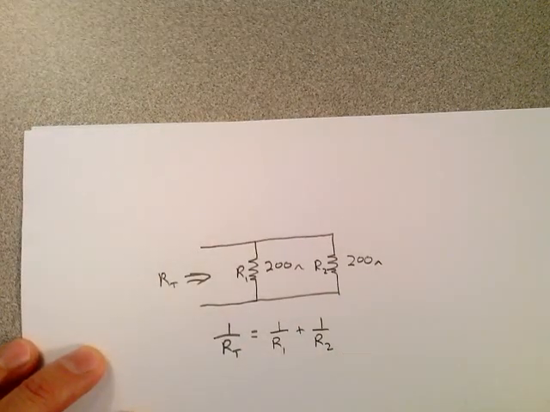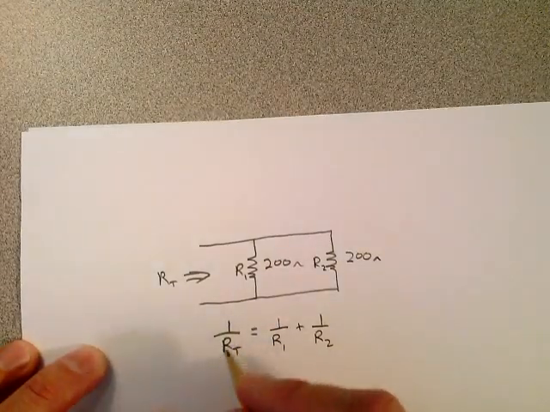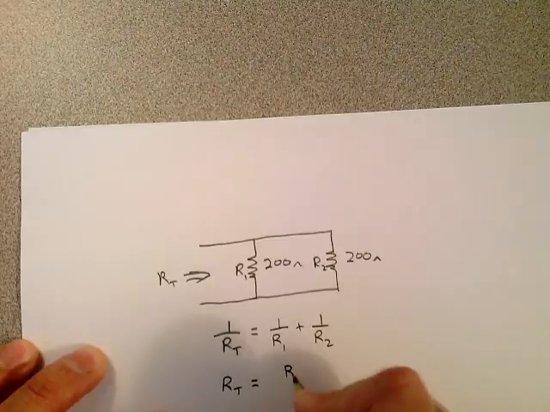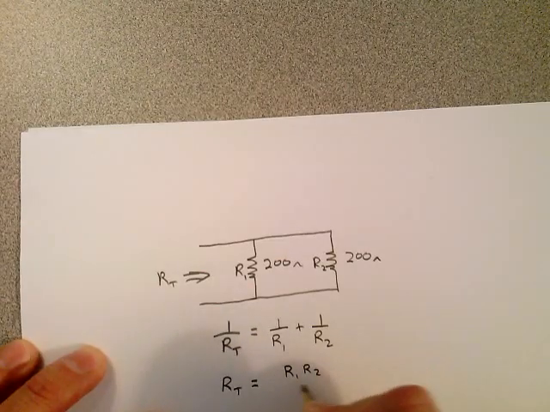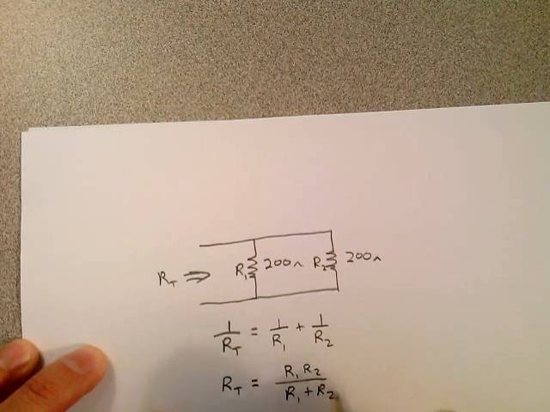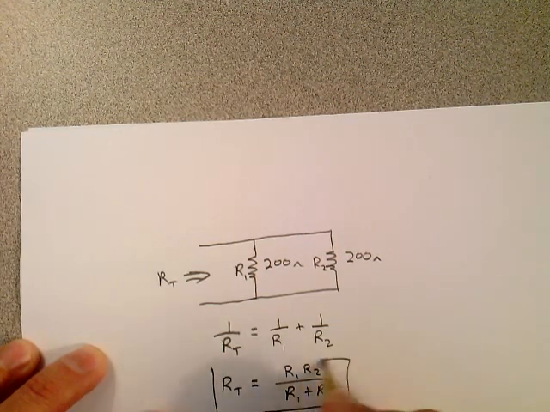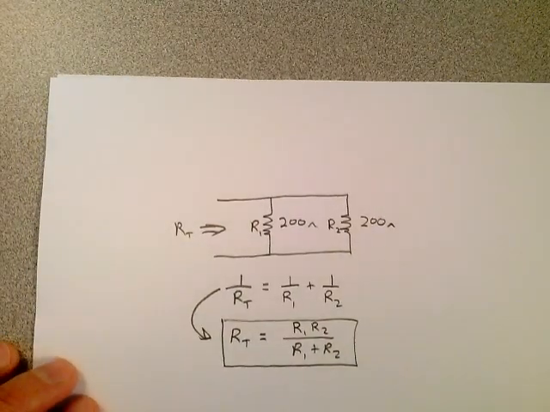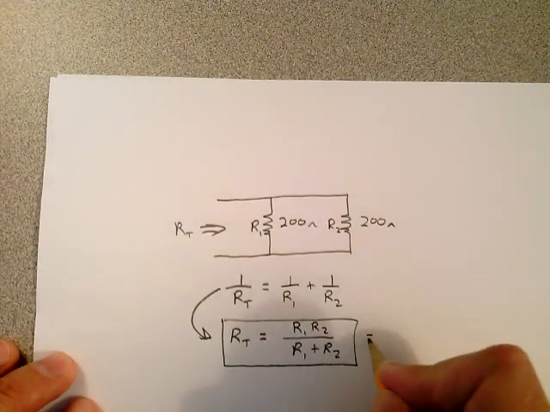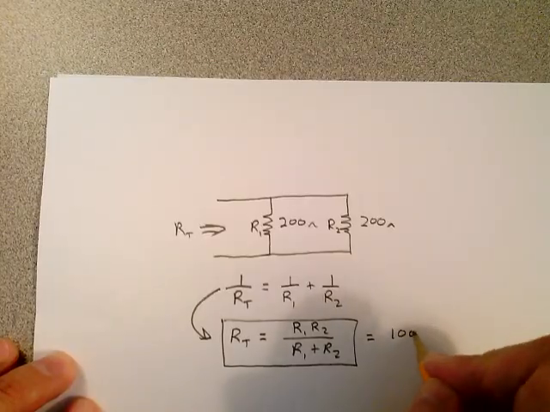Getting a common denominator here and working this out, you'll find out that RT is just equal to the product over the sum of those resistors. That's all. You can use some algebra and go from there to there. A little bit of mathematics. So when you have just two resistors in parallel, it's the product over the sum. And if you calculate that, you're going to see you get 100 ohms.